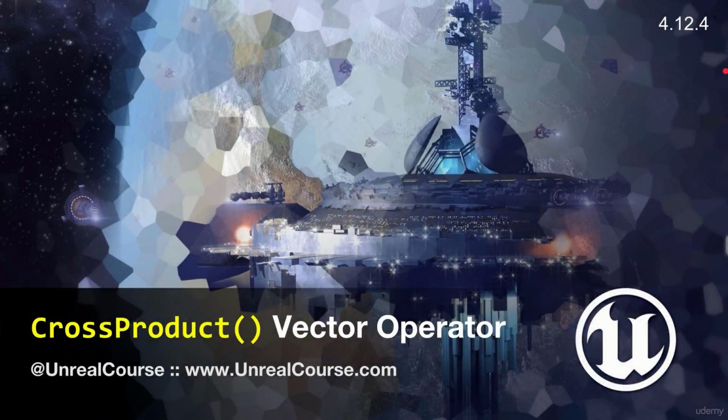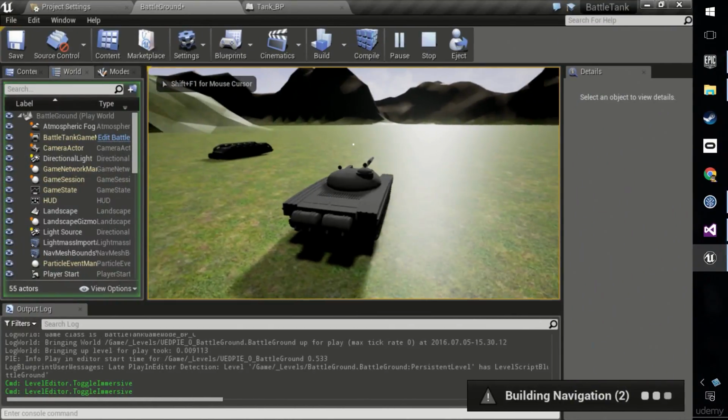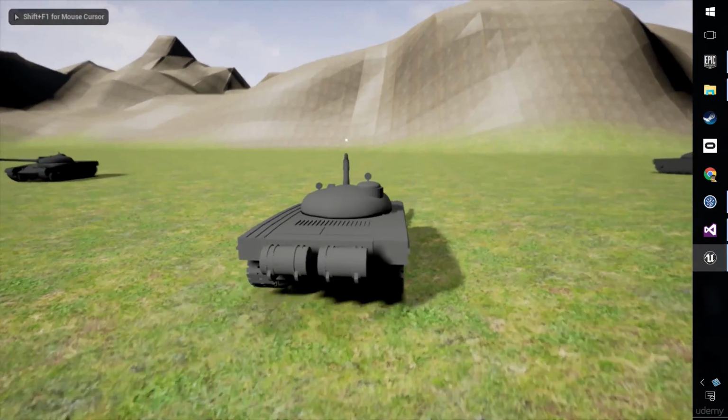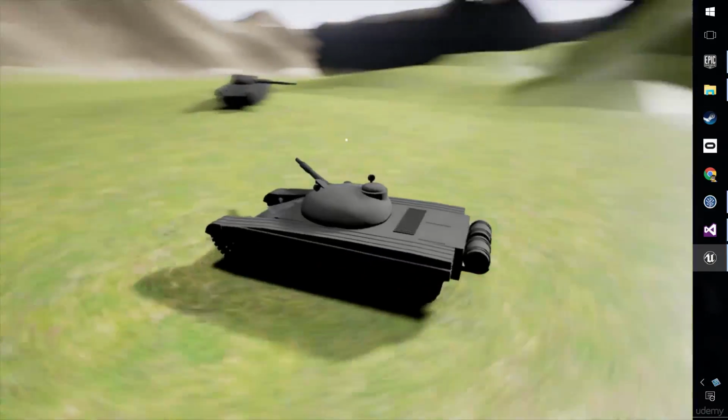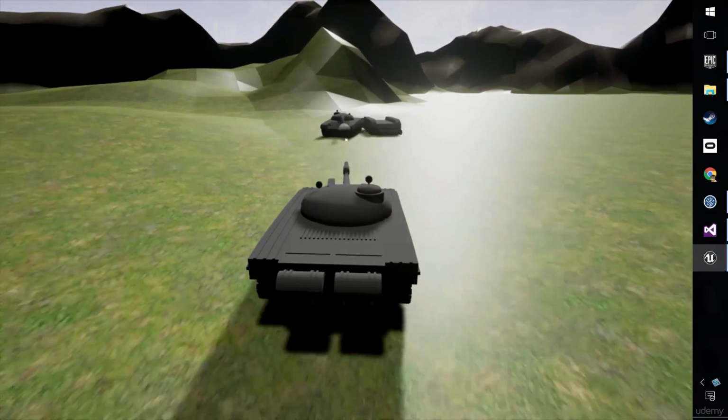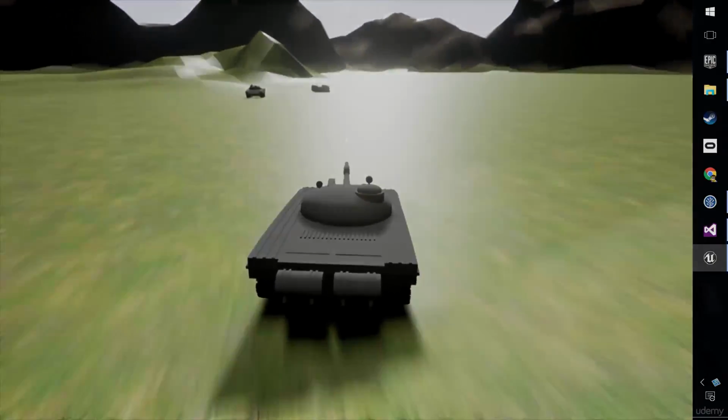So welcome to cross-product vector operator. In this video we are going to make the tanks not only move forward and backwards but be able to turn as well. By the end of it we will have some crazy situation, something like this, where these AI tanks are not exactly masters of their own movement, but they are moving and trying to get towards us despite all the slipping and flipping. So I will see you in there.